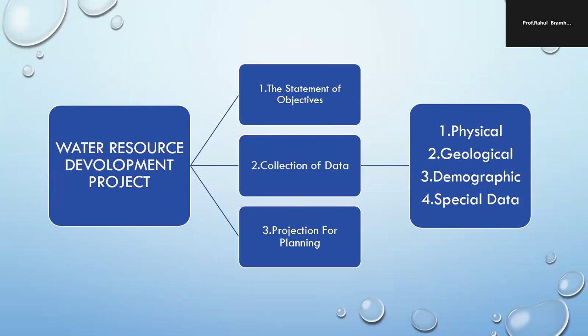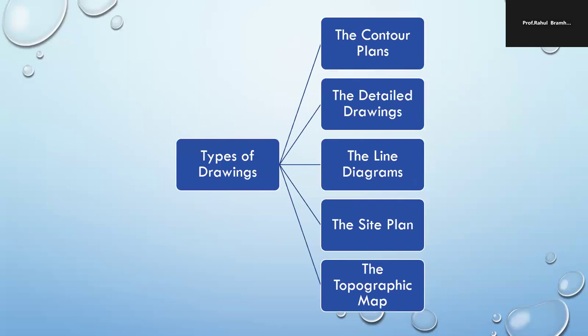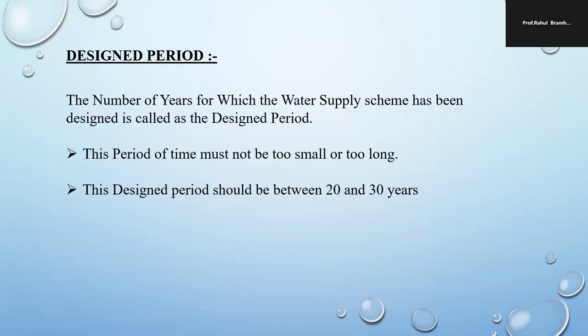Then water resource development. For planning, design and construction of any project or any water supply scheme, there is a need of some data and some drawings for analysis and execution of that project. We already discussed the types of drawings, that is contour plans, detailed drawings, line diagrams. Then we also discussed the design period.